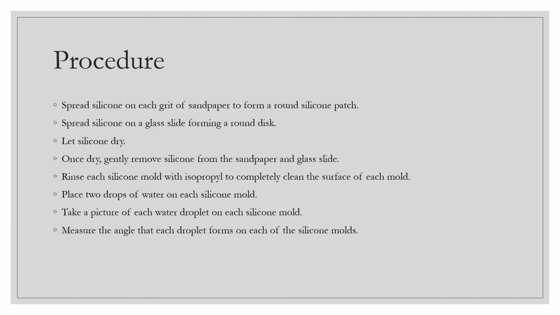First, spread silicone on each grit of sandpaper to form a round silicon patch. Then spread silicone on a glass slide, forming a round disc as well. Then let the silicone dry. Once dry, gently remove silicone from the sandpaper and glass slide. Then rinse each silicone mold with isopropyl alcohol to completely clean the surface of each mold.